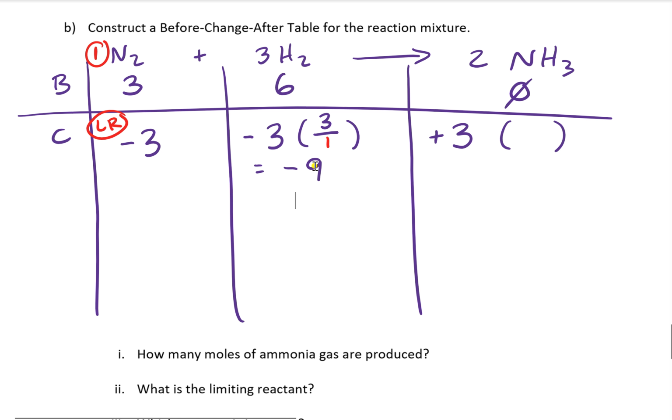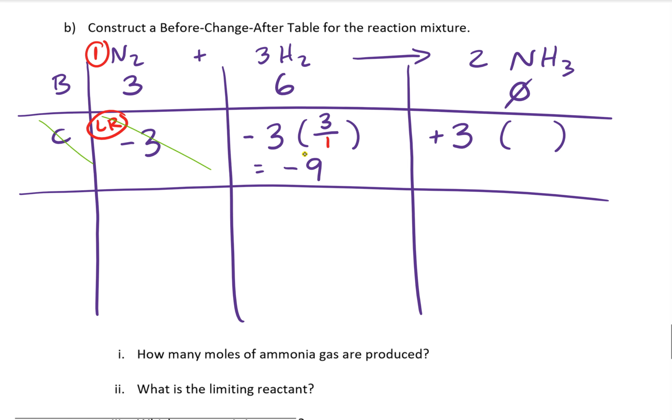When the change is bigger than the before, it doesn't work. That means you don't have enough hydrogen. Hydrogen, therefore, is going to be your limiting reactant. So since this doesn't work, I stop. Don't continue with this change row. I want you to create a new change row, cross out this old one. We're not going to look at it anymore.